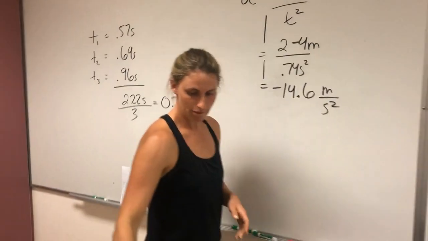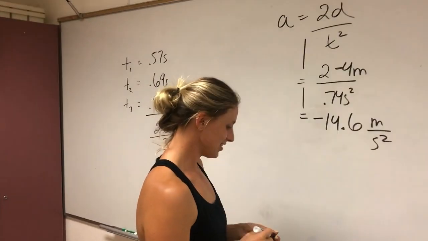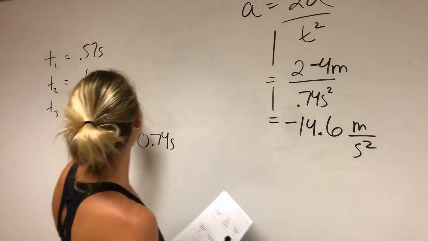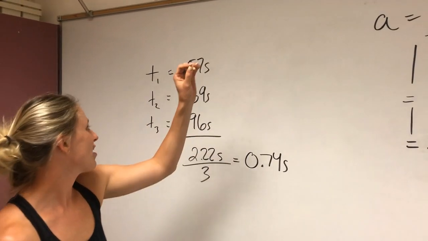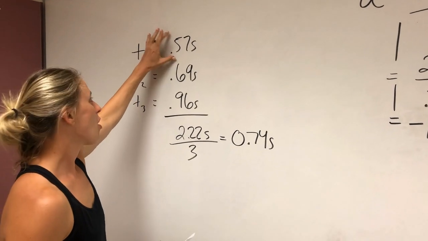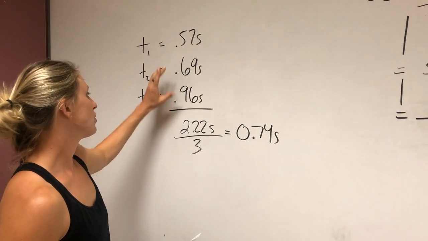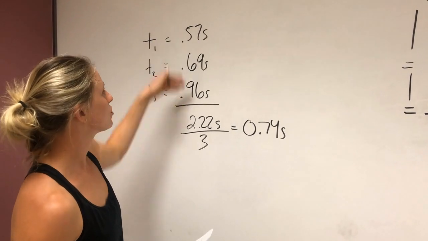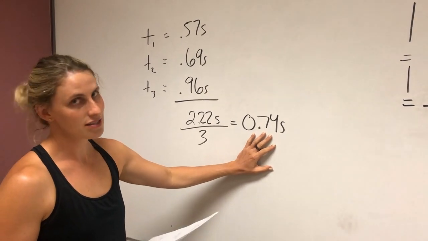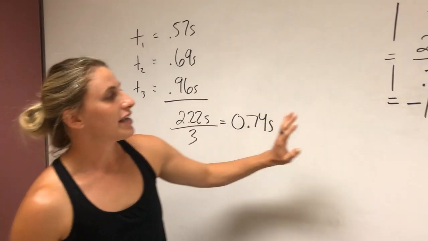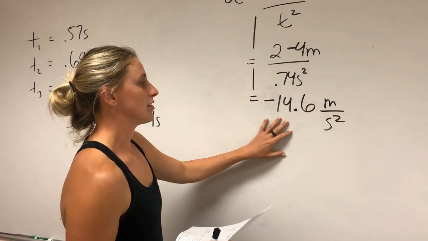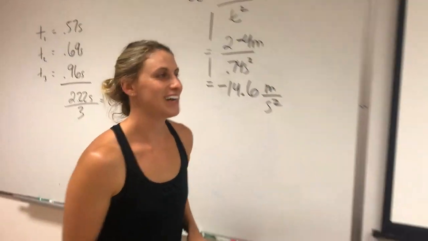Now, before we go any further, let's talk about the reliability of this number. The times that I got for each of Mr. Boykin's 3 trials were really different, right? 0.57 seconds here, almost 0.7, almost 1 second. Because these were so different, we have to keep in mind that the time we got is not super reliable. So the answer should be a little bit off from what we know this acceleration should be. What should the number be, Ms. Moore? I'm glad that you asked.